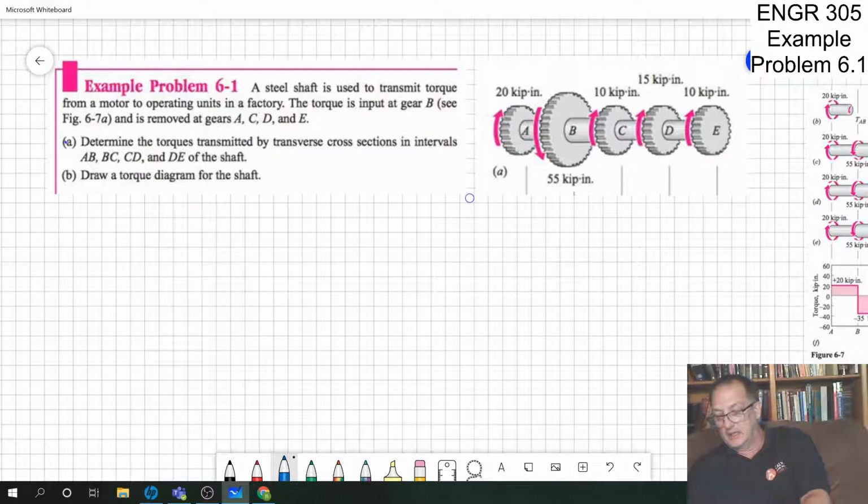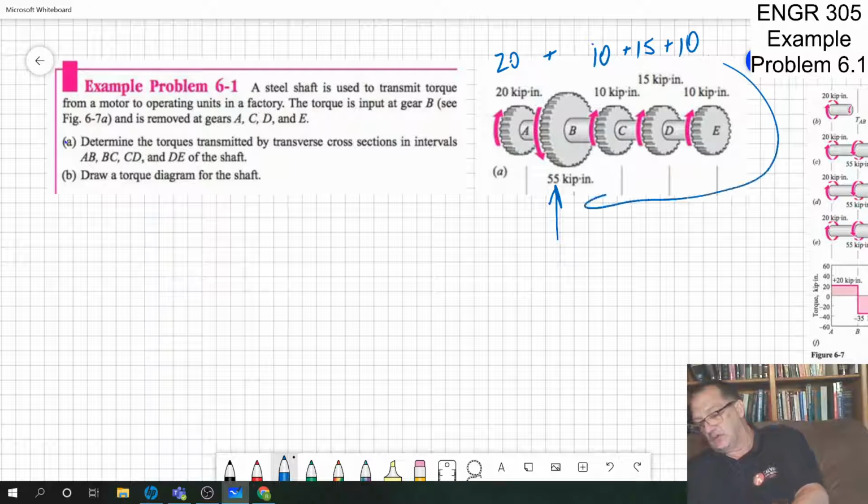So we're going to put in the torque here, that 55, and then it comes out. That's going one way, and then all the others are turning the other way. They oppose it, and so this 20 plus a 10 plus a 15 plus a 10, 20, 30, 45, 55, that equals that's going in. So this is my inbound, and these are all out.